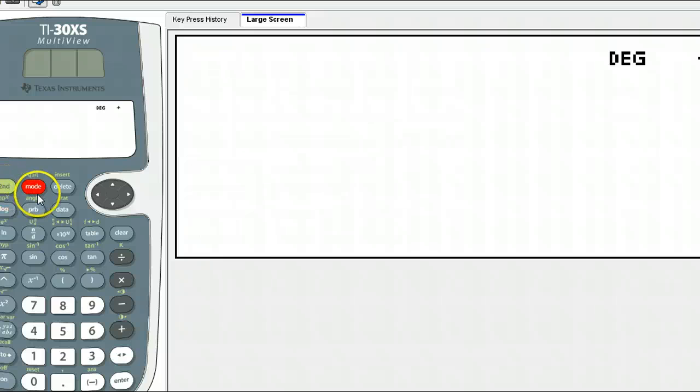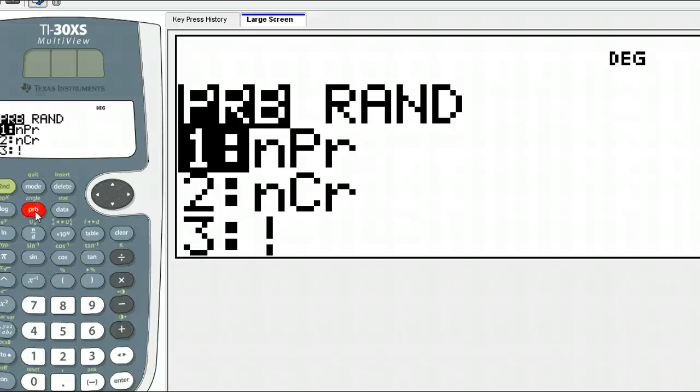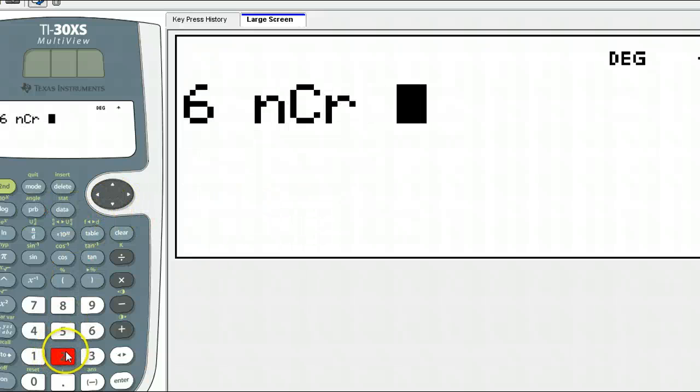But first, if I want to type 6 choose 3, I have to start with 6. Then I hit the probability button. See, there's my combination function, item number 2. And then I put 3. So 6 choose 3 is 20.